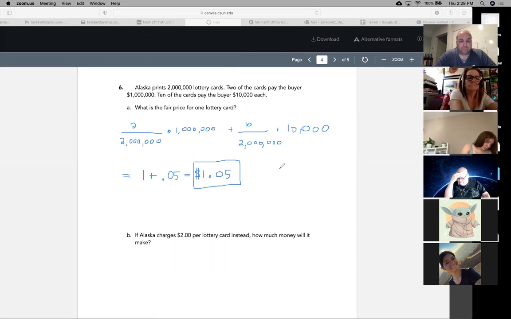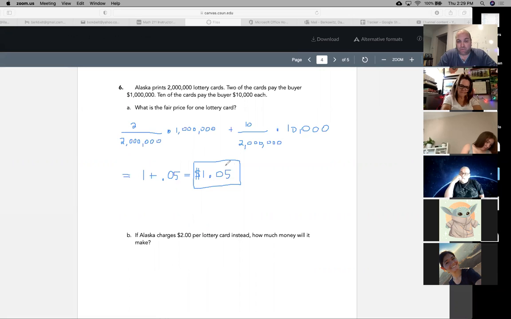So the expected payoff is $1.05 per person, and therefore the expected amount paid in is $1.05 per person. Let's just confirm. If we take the 2 million people, each times $1.05, that is in fact $2,100,000. 2 million to those two, $100,000 to those 10, and so on. That's a fair price.